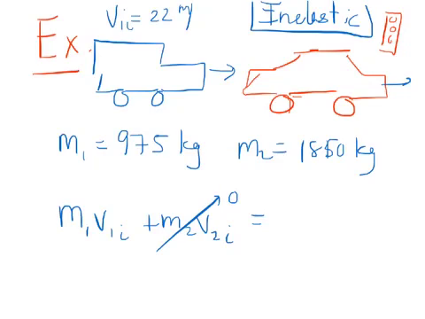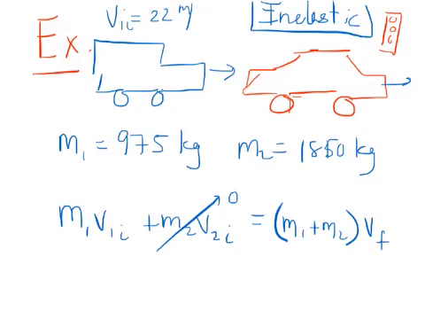This next part is the trickiest part that people mess up. Fernando, go. M1 plus M2 in parentheses with VF. Yeah, just VF, good, because there's no 1 or 2 anymore.